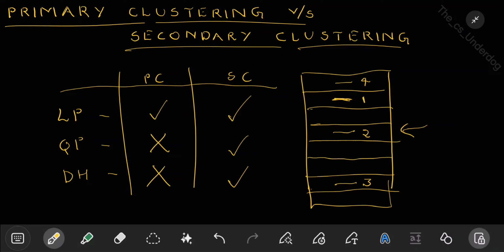So keep in mind, linear probing is affected by both primary and secondary clustering, while quadratic probing and double hashing are only affected by secondary clustering.